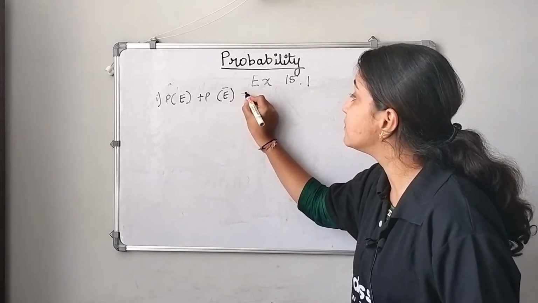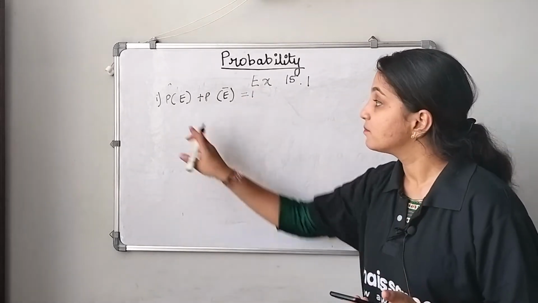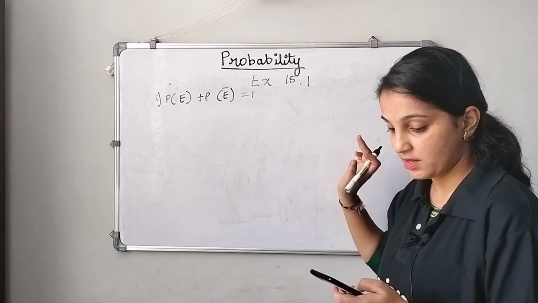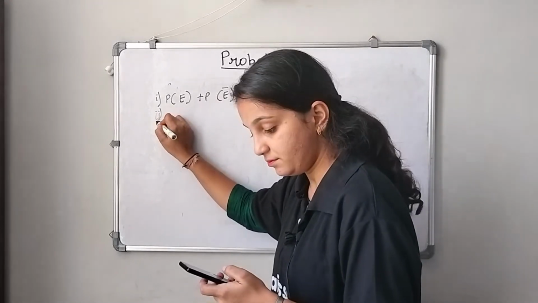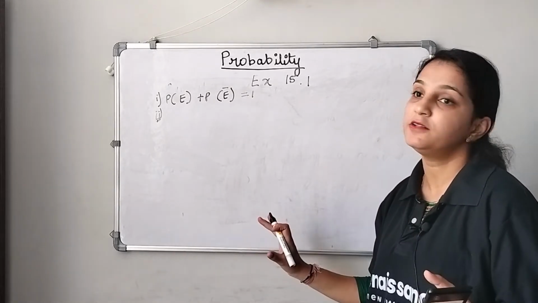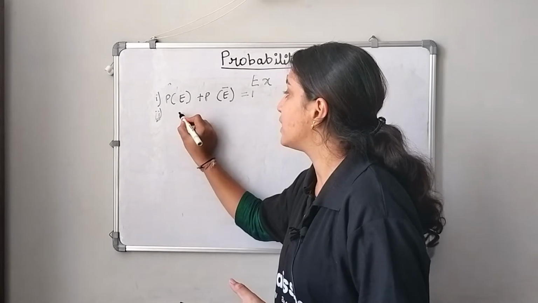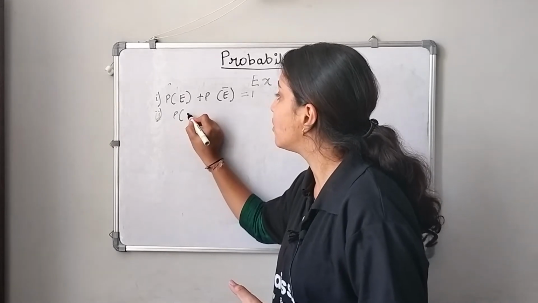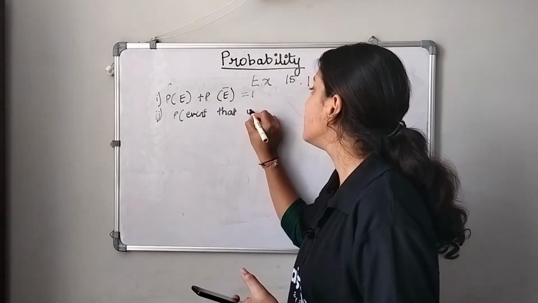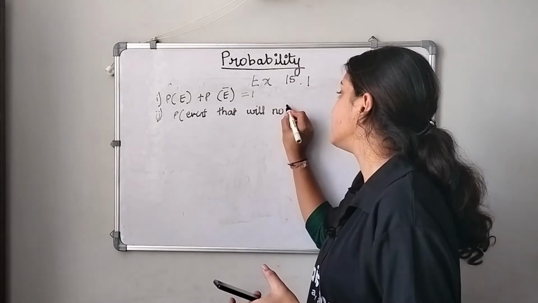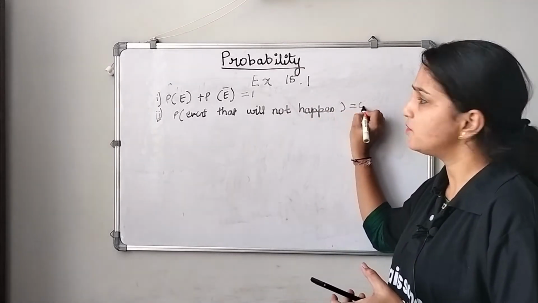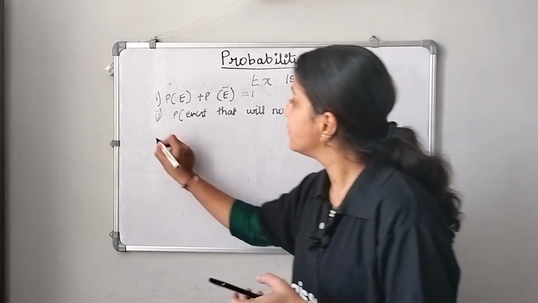The probability of an event and the probability of not an event should always be equal to 1. P of E plus P of E bar is always 1. Then second, the probability of an event that cannot happen, that will not happen, will be 0.